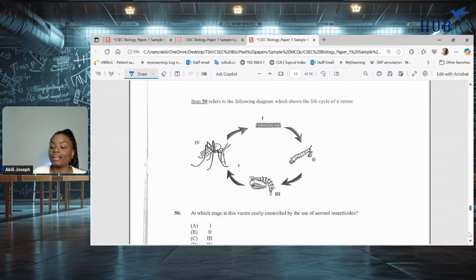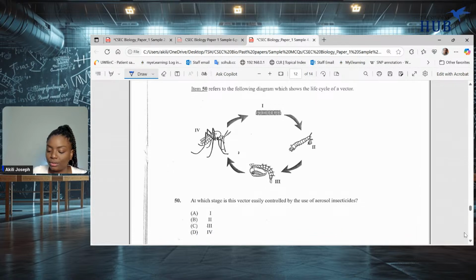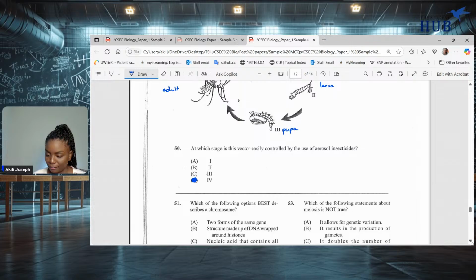Item 50 refers to the following diagram, which shows the life cycle of a vector. At which stage is this vector easily controlled by the use of aerosol insecticides? So similar question, but asking the opposite now. It's going to be D. We're looking for the adult stage, right? So we have egg, then larvae, then pupae, then adult. 1, 2, and 3 are aquatic, but 4 is going to be in air. So therefore, that would be most effective for your aerosol insecticides.